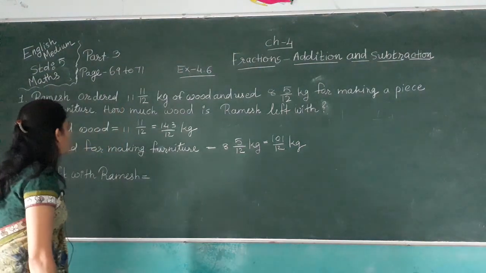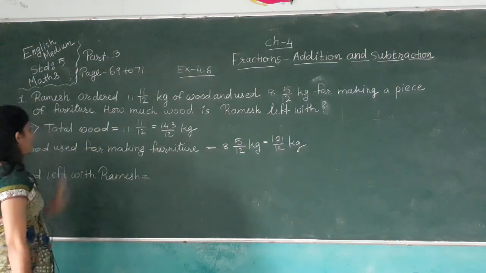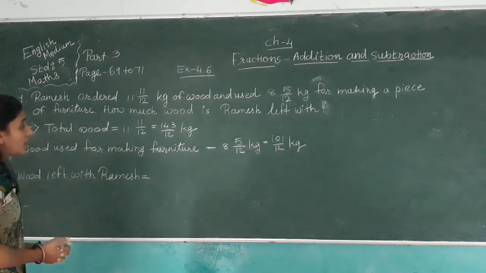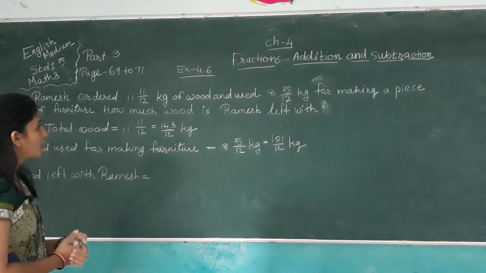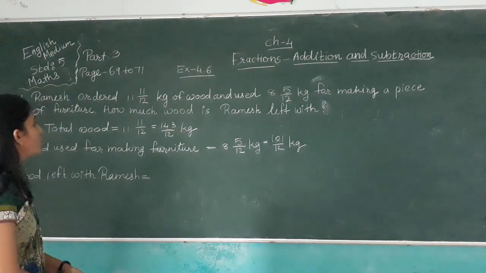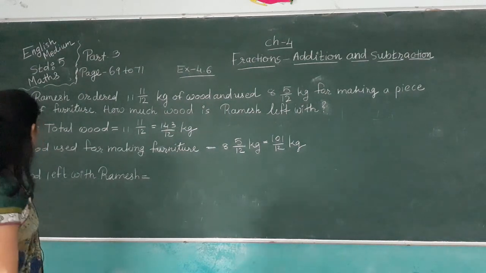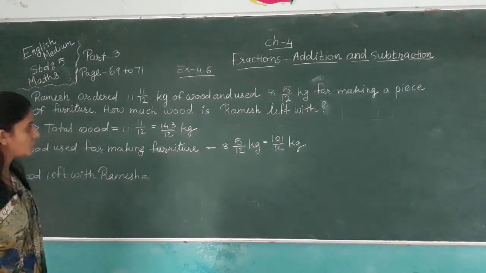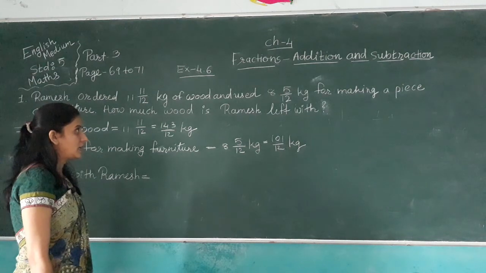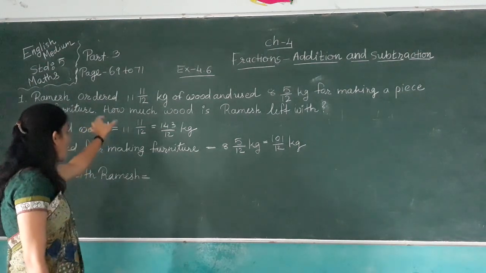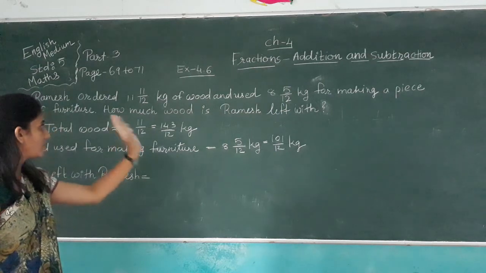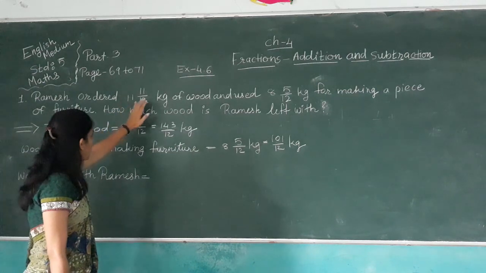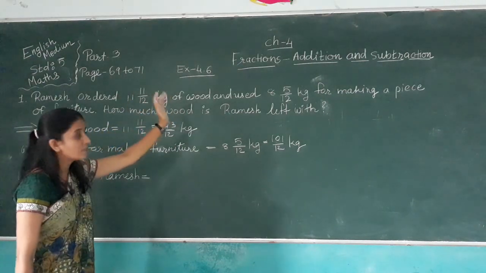Now exercise number 4.6, number stories. Ramesh ordered 11 out of 12 kg of wood and used 5 out of 12 kg for making a piece of furniture. How much wood is Ramesh left with? Again one time we did it. First he ordered this 11 out of 12 kg, then he used 5 out of 12 kg.